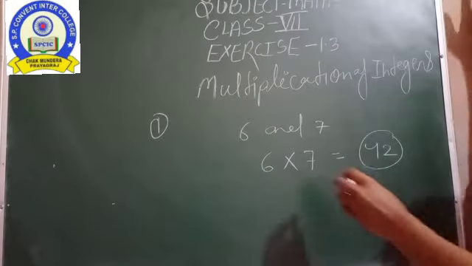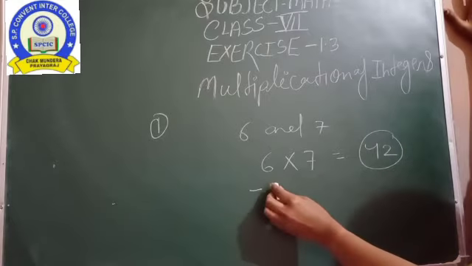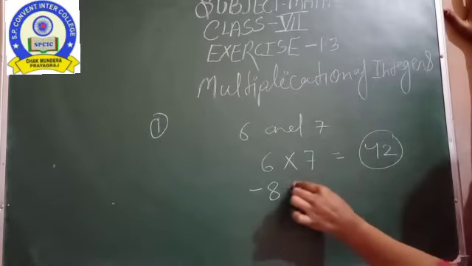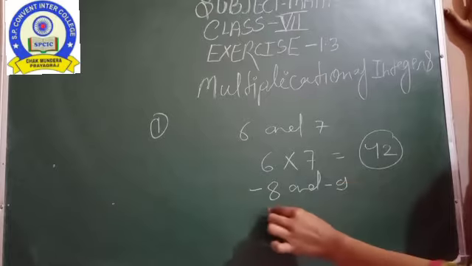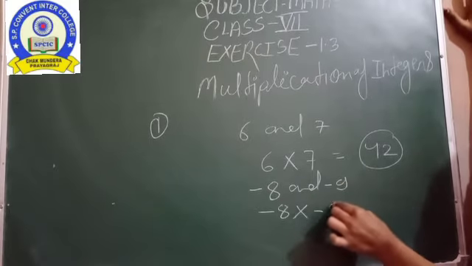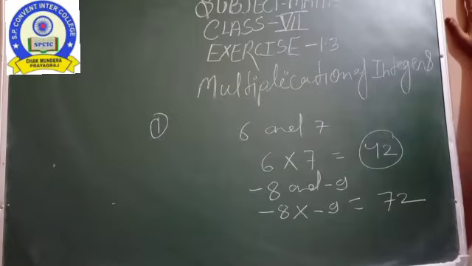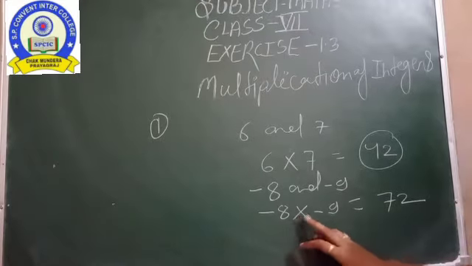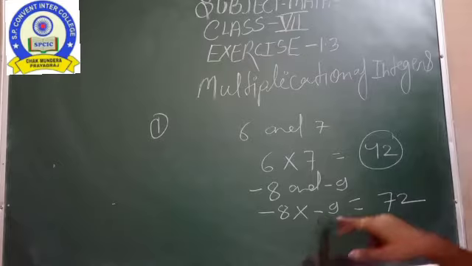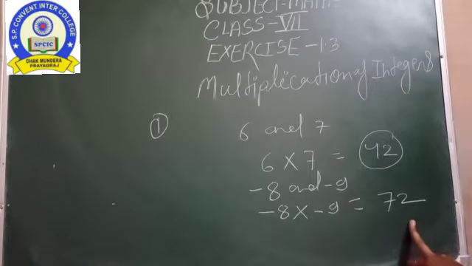Now the second example, -8 and -9. -8 into -9 equals 72. Both the integers have negative sign, but the product will be positive. Okay.